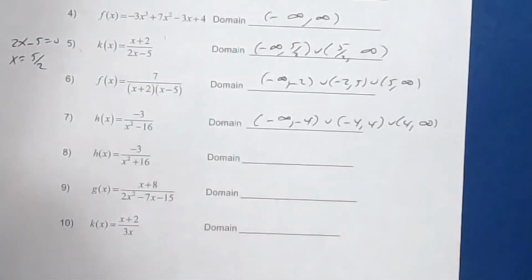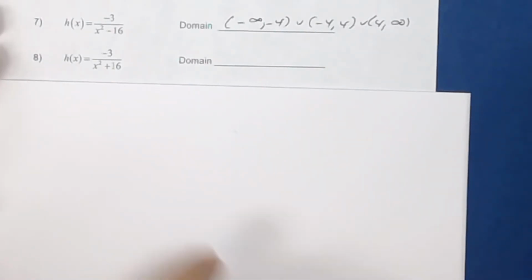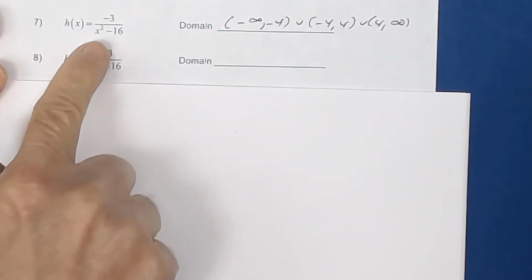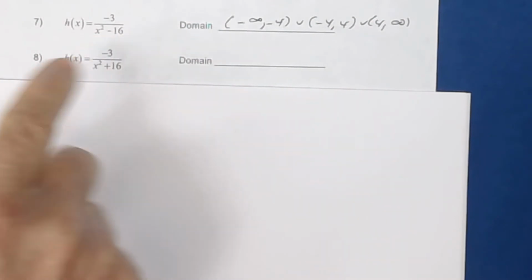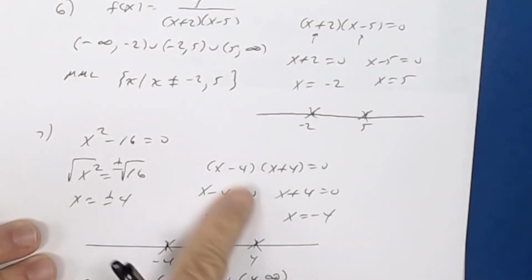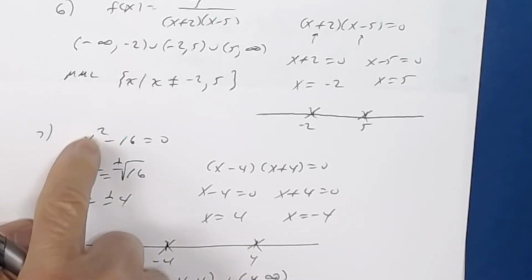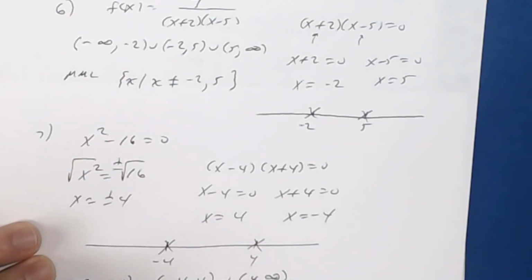Okay, now number 8. Some students get confused with number 8 because they forget about a couple of things that they've learned in the past. So there's a difference between 7 and 8. In 7, if you look at the denominator, that's the difference of two squares. So I can factor this and get some real numbers. Those two real numbers make that denominator equal to 0. 4 squared is 16, 16 minus 16, 0.